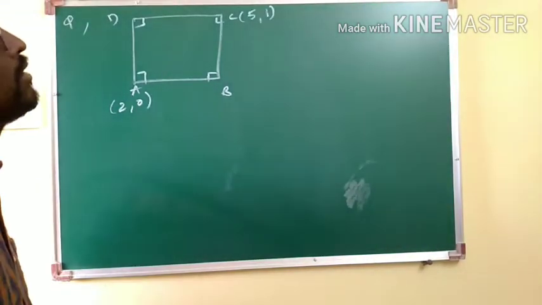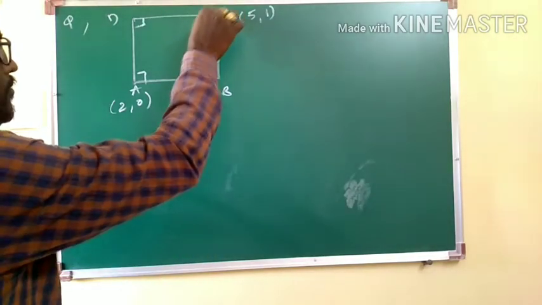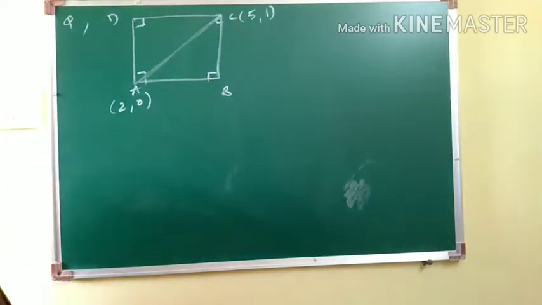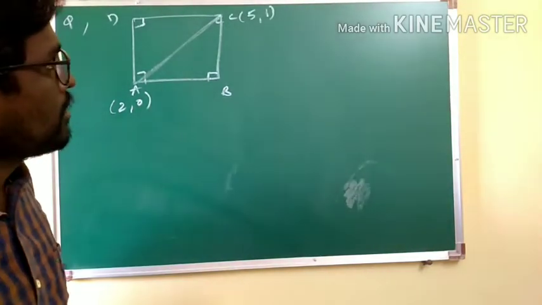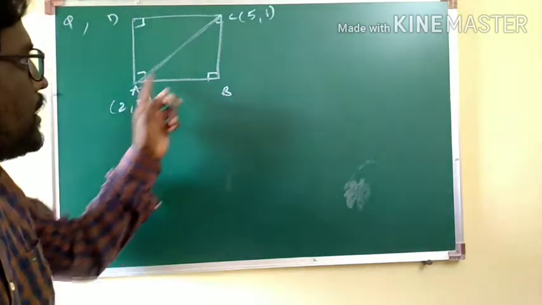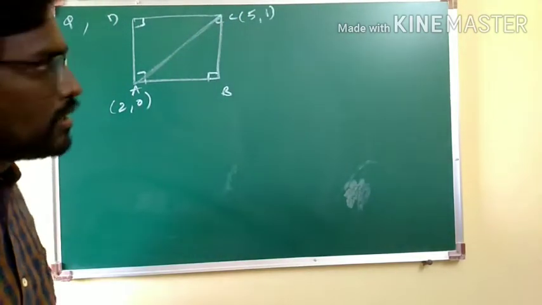First tell me. Here one idea is, if you connect the diagonal, ABC is a right angle triangle. Where is it right angle? At B it is right angle. Therefore, what is the Pythagoras rule for the triangle? AC square is equal to AB square plus BC square.